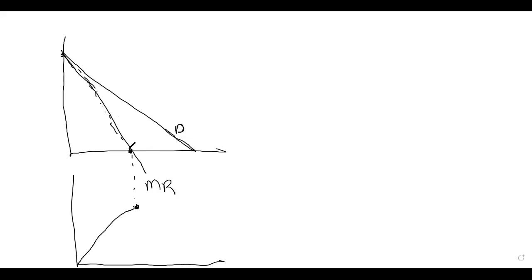And once marginal revenue crosses the x-axis and becomes negative, then that means that because marginal revenue is an addition to total revenue, total revenue will now begin to decline. Okay, total revenue will now begin to decline.